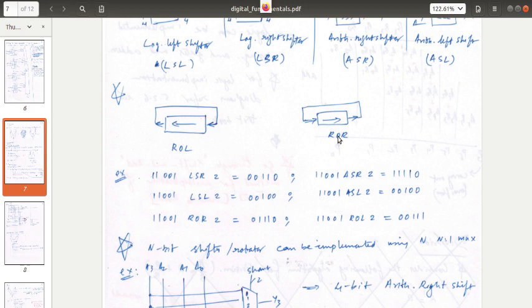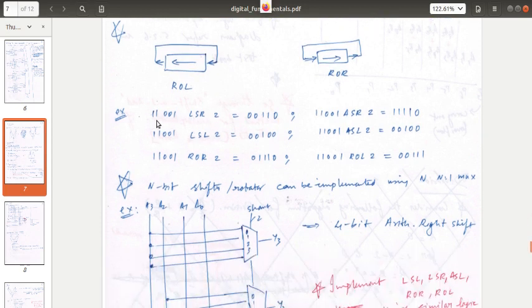Shifting we'll see with an example. Okay, 11001, logical shift right by 2. Here is what is happening. This whole number is just pushed to the right by 2 bits. So this 110 is coming here, right? This 110 is coming here. These 2 bits are lost, they are removed because it's a shift, right?